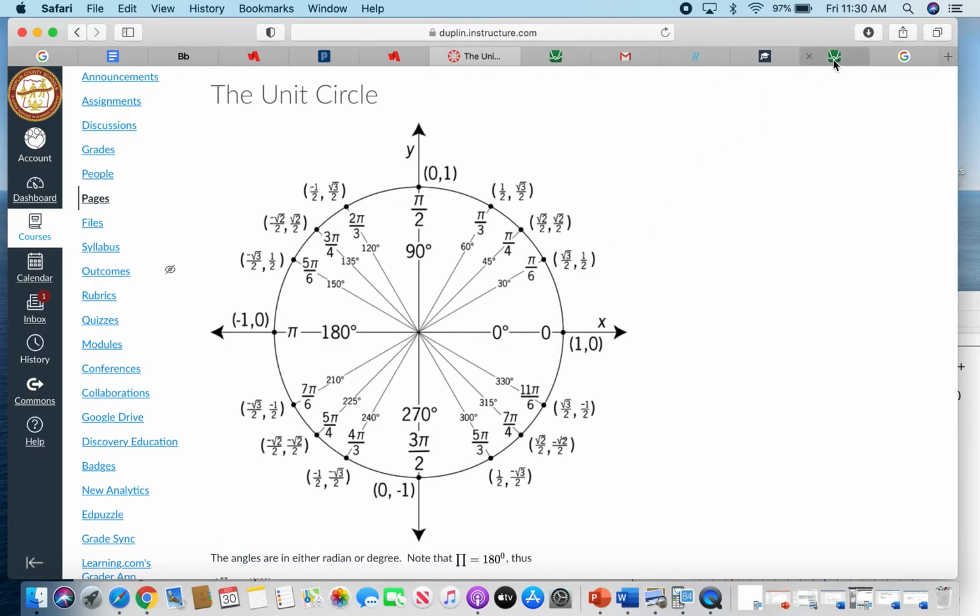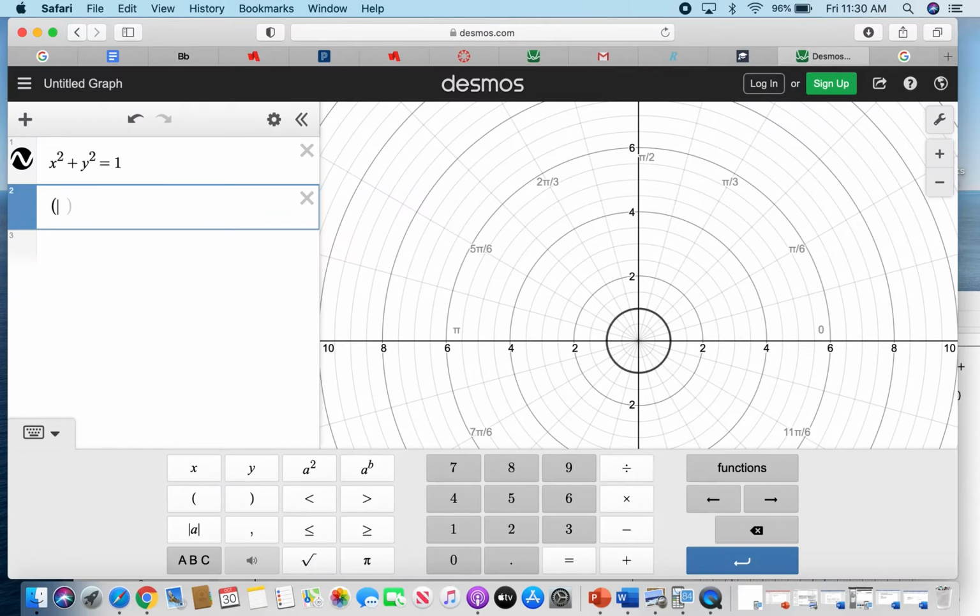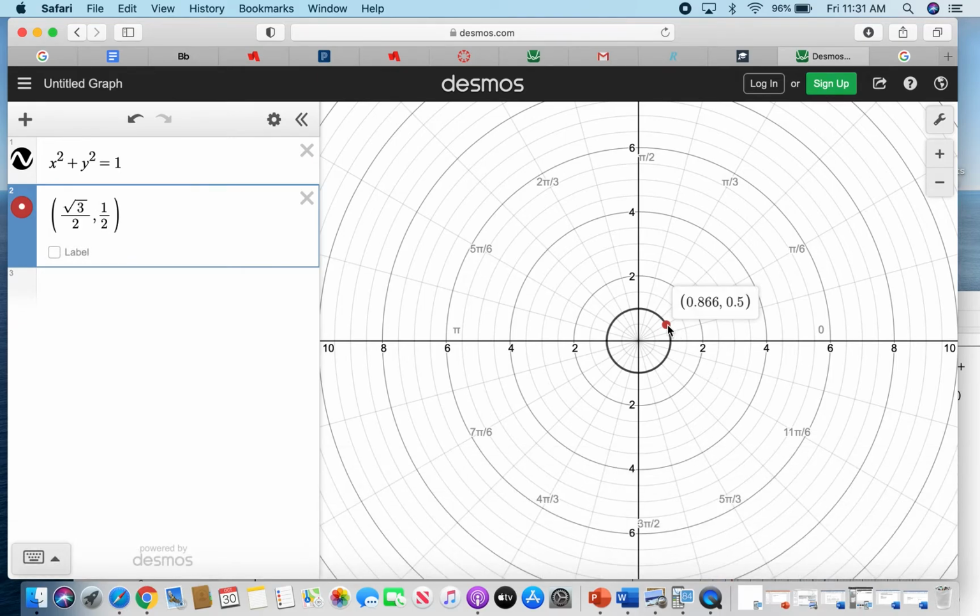So therefore, if I'm going to dot that point, that's square root of 3, it should hit my unit circle at this point. Okay, and notice that it's here. And the decimal value of square root of 3 over 2 is 0.866 and 1/2 is 0.5. Now notice that it hits the unit circle but not here.